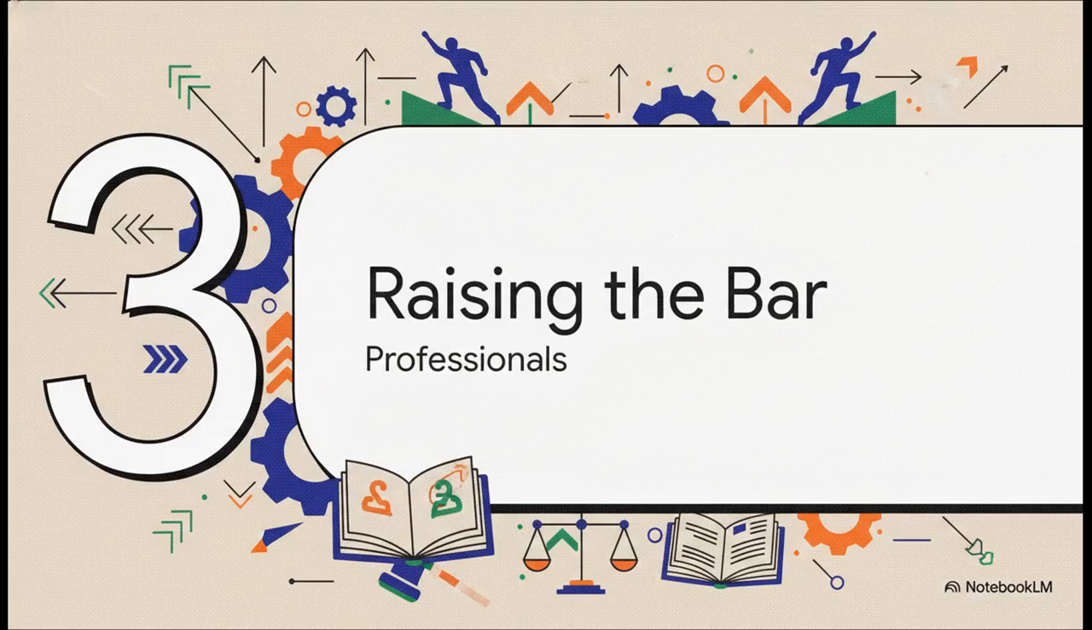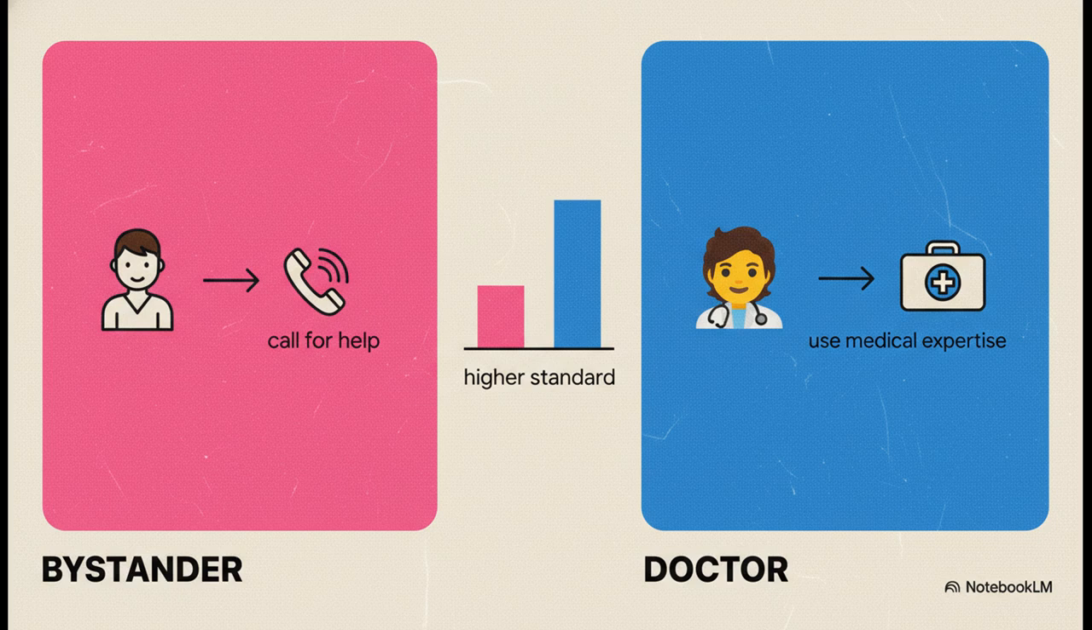But what happens when the person we're talking about isn't average? What if they have special skills or training, like a doctor or an engineer? Well, this is where the law says, hold on a minute, we need to raise the bar. Let's picture a medical emergency. For most of us, the reasonable thing to do is to call for an ambulance. But if a doctor happens to be on the scene, the law expects a lot more. They're held to a higher standard because of that expertise. They can't just act like any other bystander.